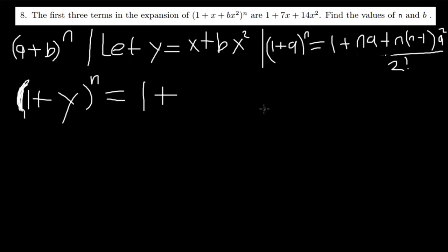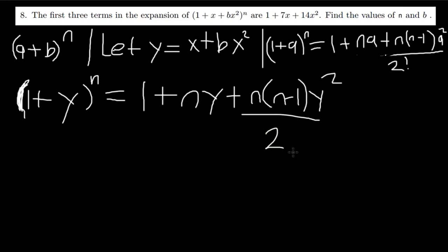So you say (1 + y)^n is equal to 1 + ny, where my a there is y, and then plus n(n − 1)y² over 2 factorial. So I've ended on the third term because I've only been given the first three terms in this expansion. Then 7x is equal to ny. Anyway, let's see where this is going to take us.